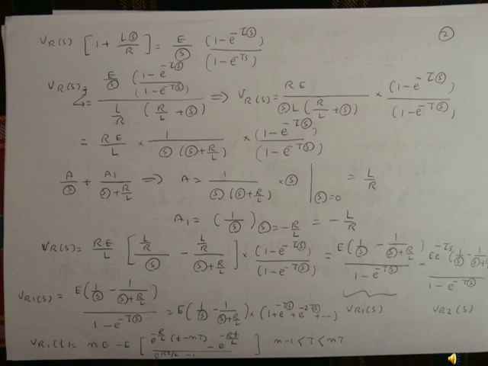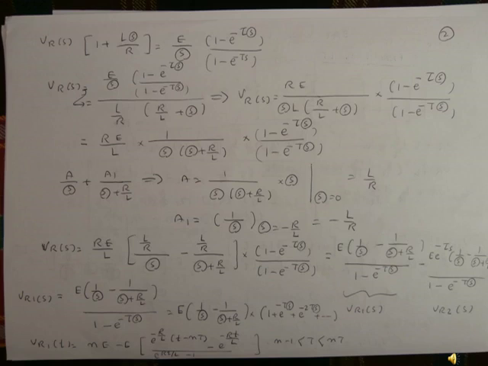So therefore V_R(s) equals E/s at the numerator and denominator. So V_R(s) equals numerator value E/s multiplied by (1 − e^(−τs)) divided by (1 − e^(−Ts)). And the denominator is (1/R) multiplied by R/L plus s.